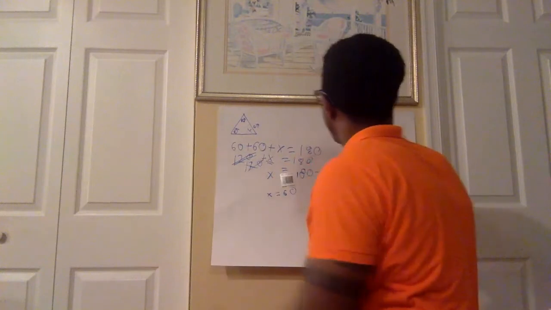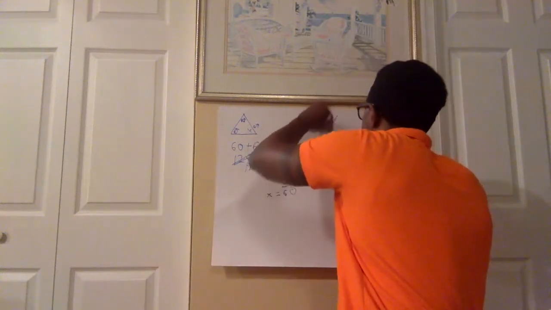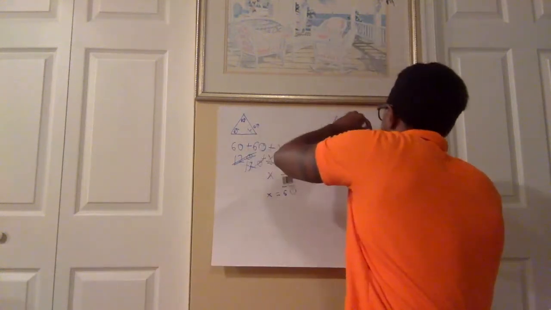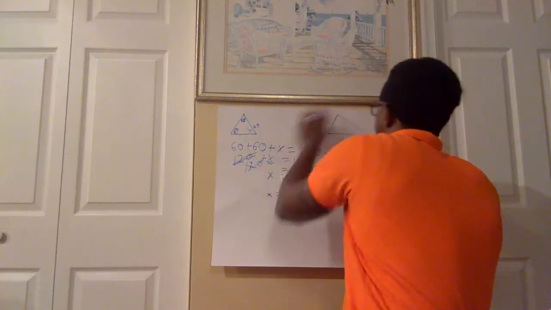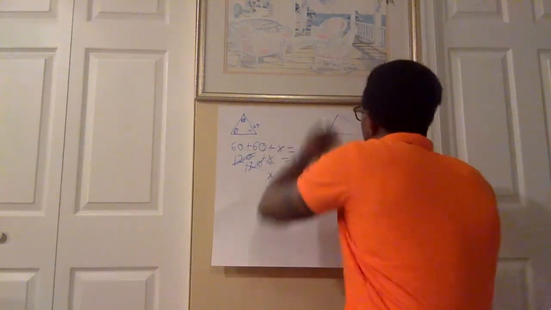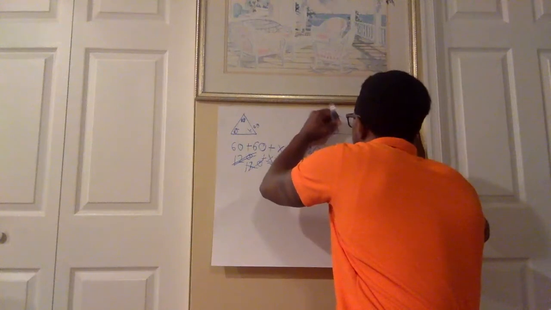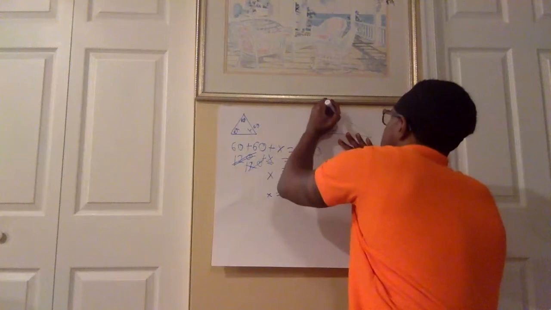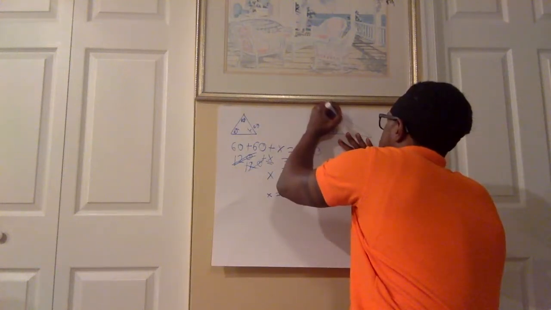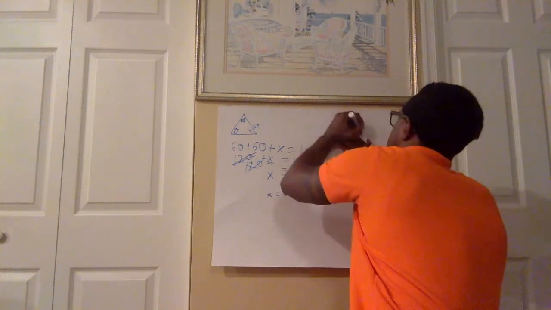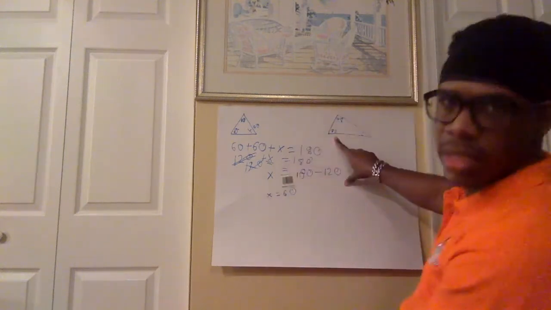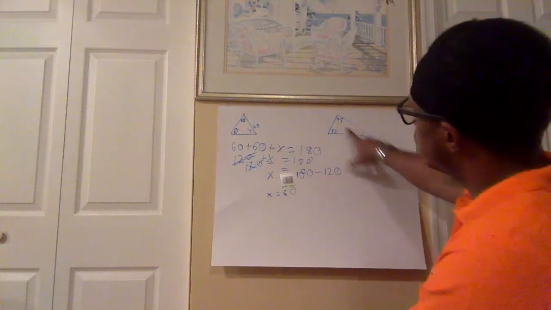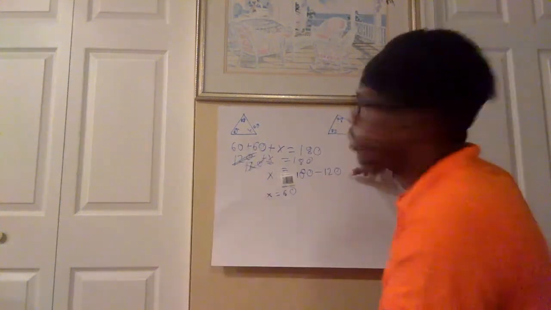Now, let's try another one. Let's say the angles aren't as solid as that. Let's say we have 82 degrees and 48, and we don't know what C is. We know that this is 82 degrees, this is 48 degrees, and this, we don't know what that is.